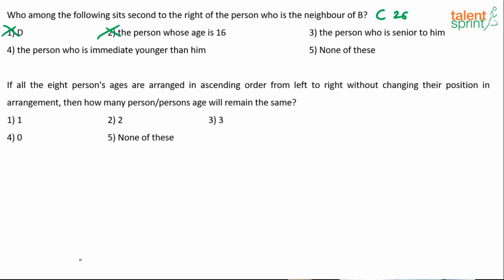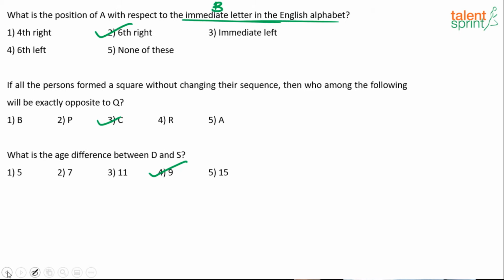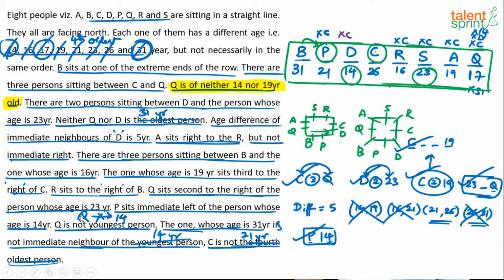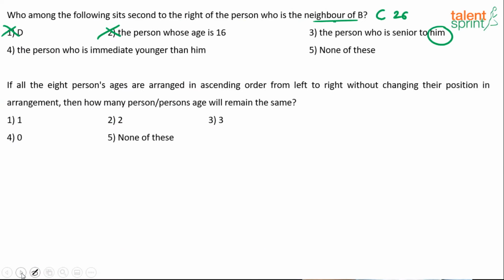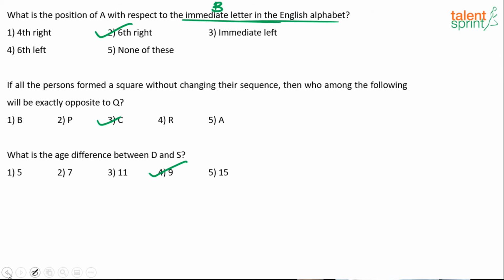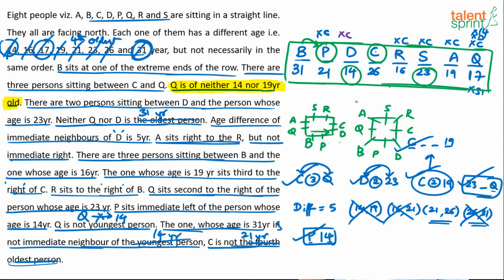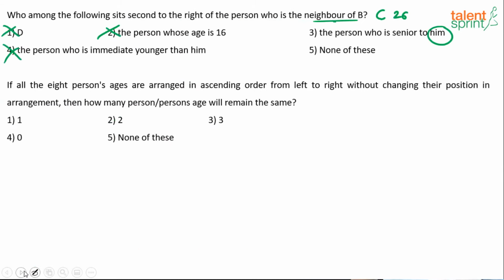The person who's senior to him. See, him here would refer to the neighbor of B. Yeah, so the neighbor of B is P and C is actually senior to him. So maybe that can be taken as the answer. Let me look at the other options as well. The person who is immediate younger than him? No. Who among the following sits second to the right of the person who is neighbor of B?